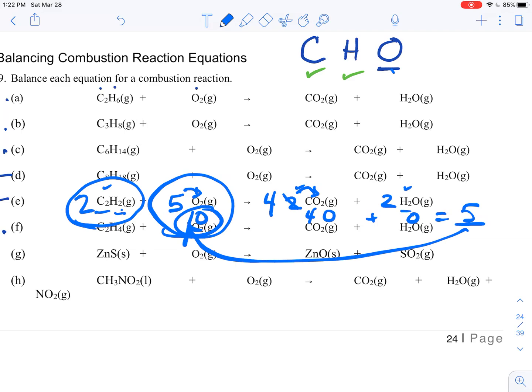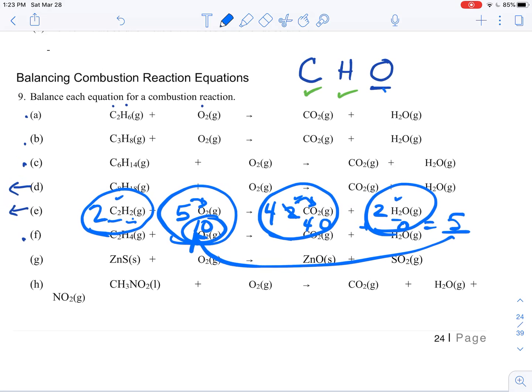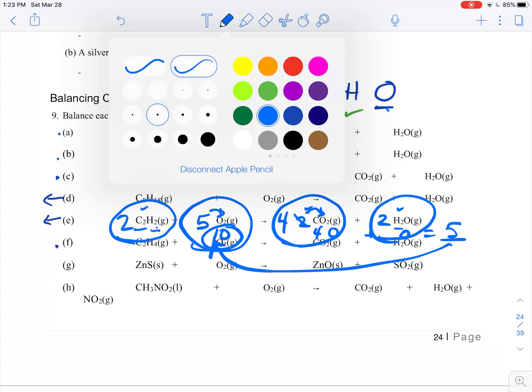So we put a 2 for that one. This will be the 5. This will be 4 CO2. This will be 2 H2O. And that will be a balanced hydrocarbon combustion.